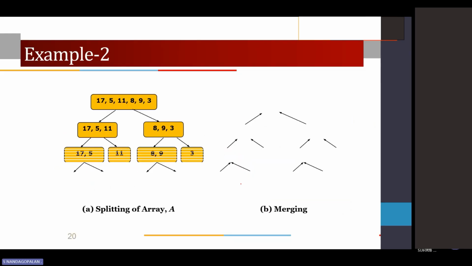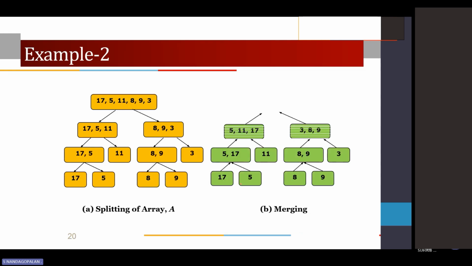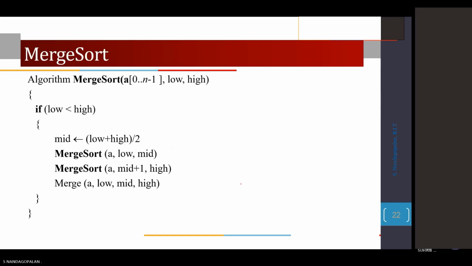There's another example which you can go through. I'll leave it to you. It is splitting and this is merging. So what we do here is you can follow the same divide and conquer. This is the input array 0 to n-1. Its positions are low and high.